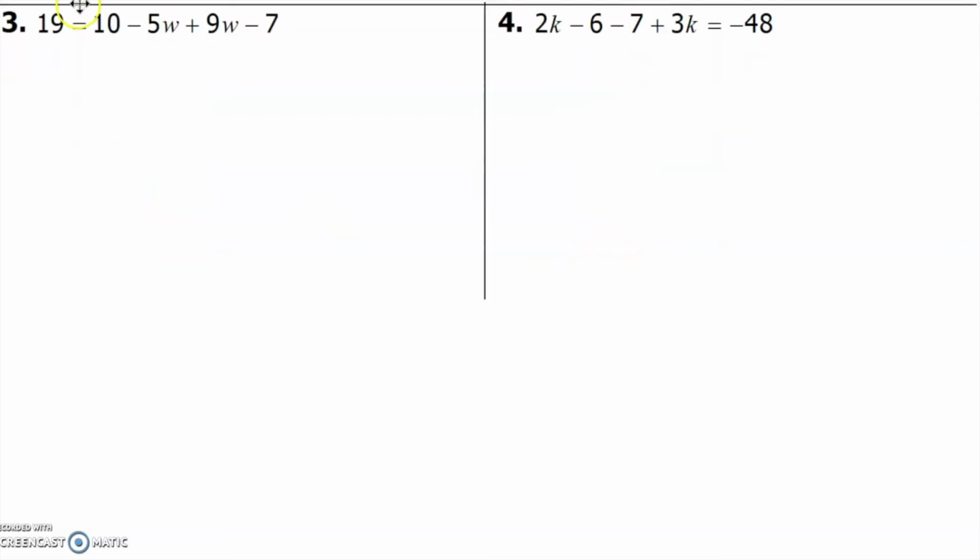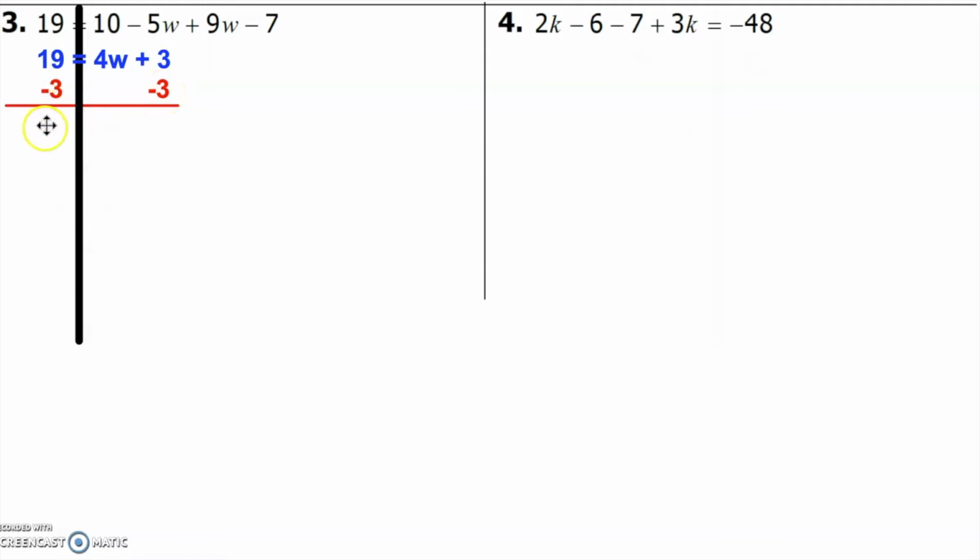In the next example, split that equal. Nothing on the left to combine with the 19, so I look at the right. I notice that I have some w terms to combine. I also notice I have some constant terms to combine. That's going to leave me with 4w because negative 5 plus 9 is 4, and 10 minus 7 gives us 3. Then I can undo the operation of adding 3 by subtracting 3 from both sides.